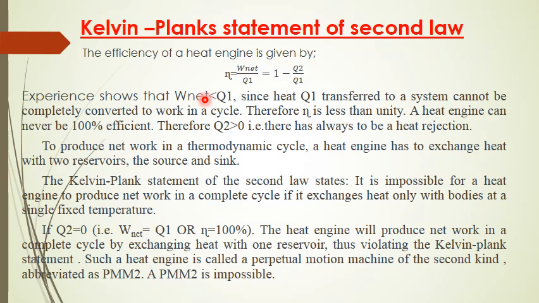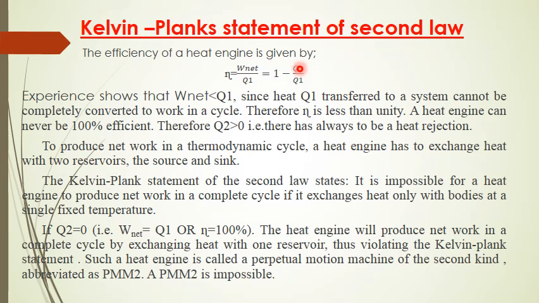We should understand this. Since heat Q1 transferred to a system cannot be completely converted into work in a cycle, the efficiency is less than unity. We can never have a 100% efficient engine. It is always less than unity. A heat engine can never be 100% efficient. Therefore Q2 is always greater than 0. That is, there always has to be a heat rejection. Q2 can never be 0.